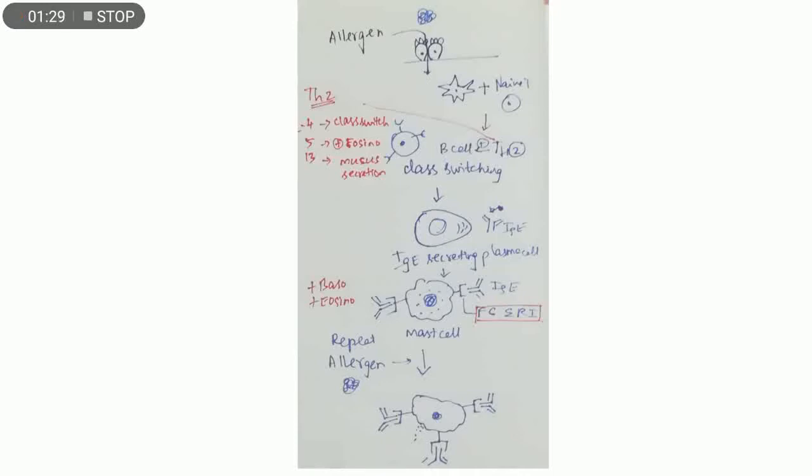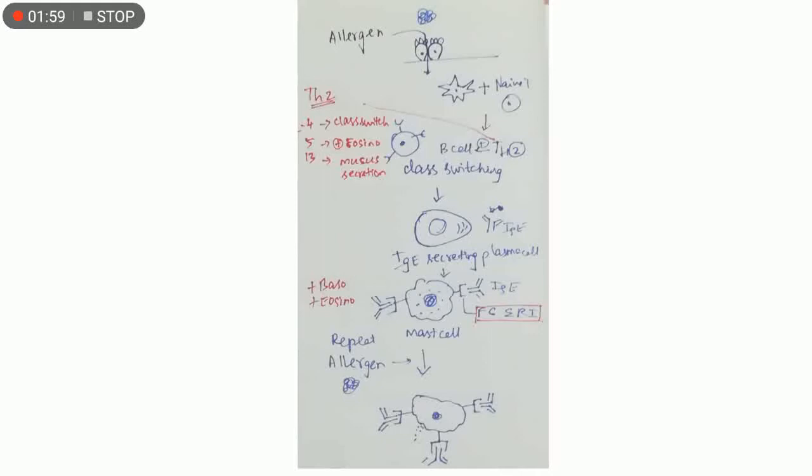And after that, it is going to stimulate the mast cell by giving the IgE. The IgE is going to bind to the Fc component of epsilon Ri of the mast cell. And after a repeat allergen exposure, the mast cell is going to undergo degranulation. And it's going to release a lot of mediators. So before that, we'll see what the Th2 cells release. Th2 cells release these three interleukins, IL-4, 5, and 13.